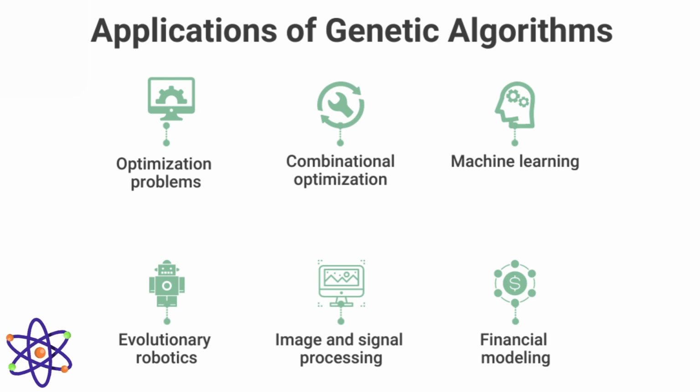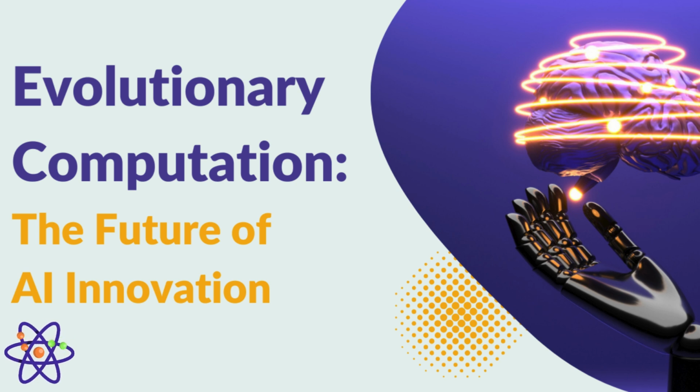It is taking on challenging optimization problems by harnessing the principles of natural selection and genetics. So now it is time to discuss evolutionary computation. It is a subset of AI that uses mechanisms inspired by biological evolution, such as reproduction, mutation, recombination, and selection, to solve complex problems.